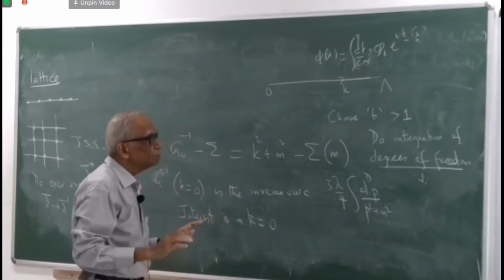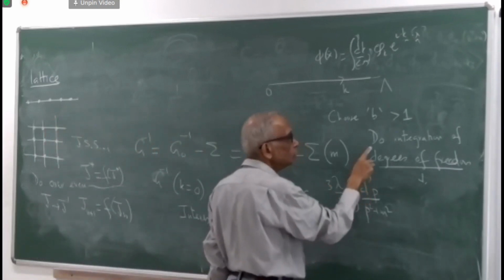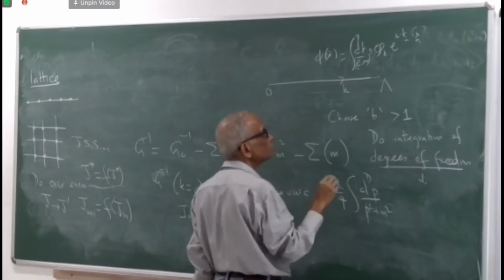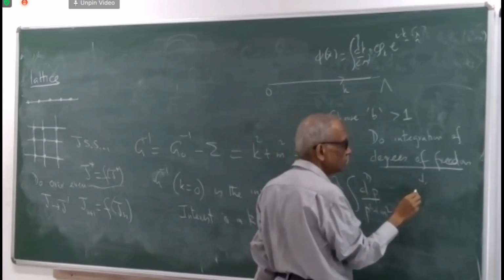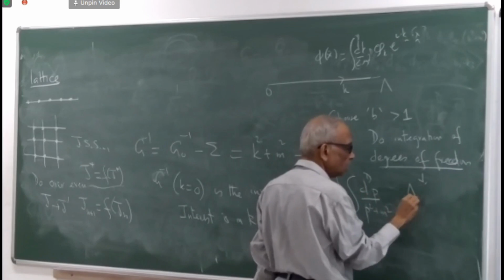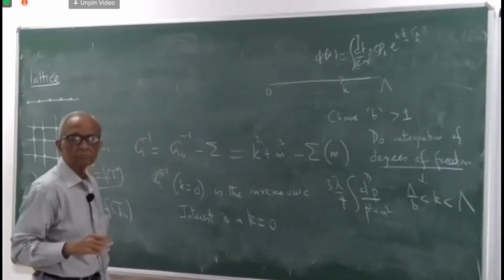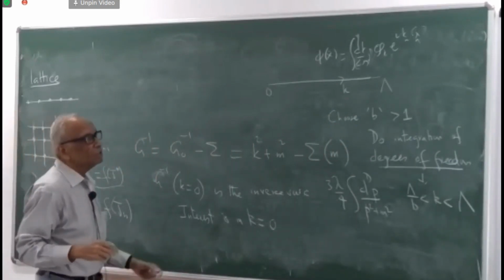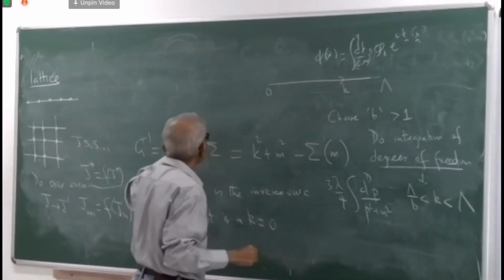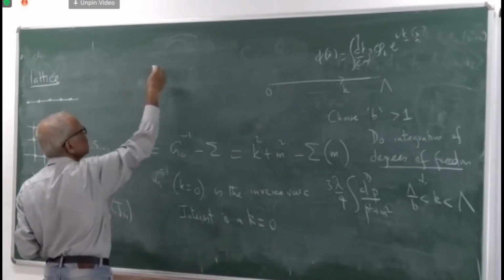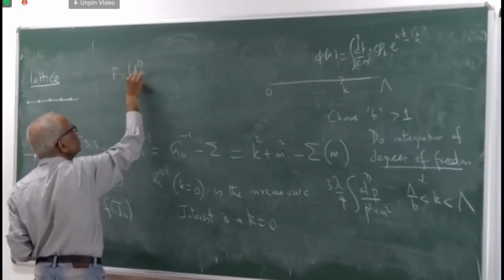So I choose b greater than 1 and I carry out an integration over these. The degrees of freedom are this k over here, and I do the integration from lambda over b less than k less than lambda. So I want to attack this problem piecemeal. The Gaussian model told me that, and this free energy that I have now is d^d p.